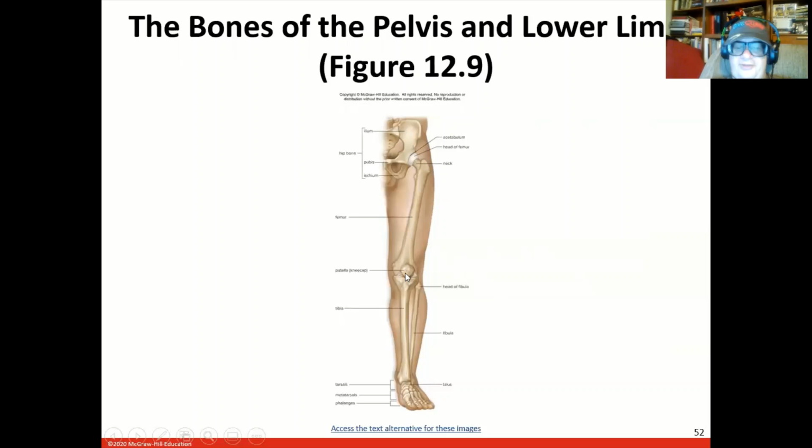All right, so the femur, and the patella is a giant sesamoid bone. It's embedded in the combined tendon of the 4 quadriceps muscles. Anyway, but we'll get into that.